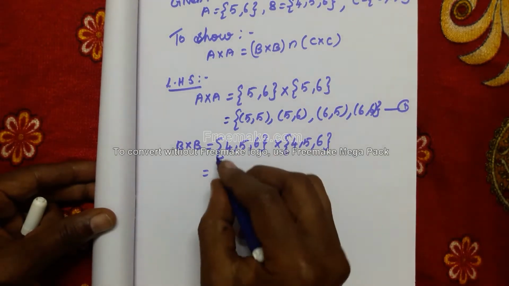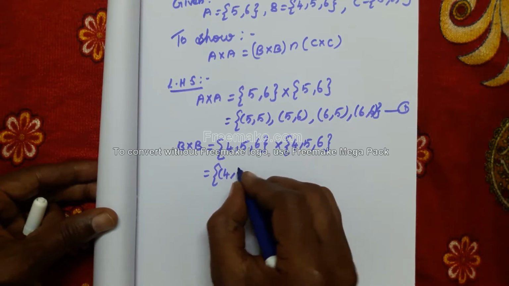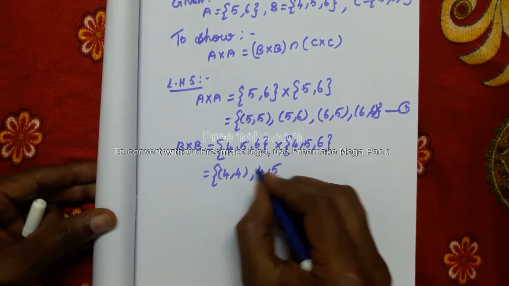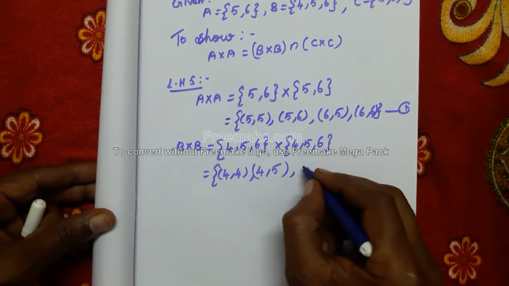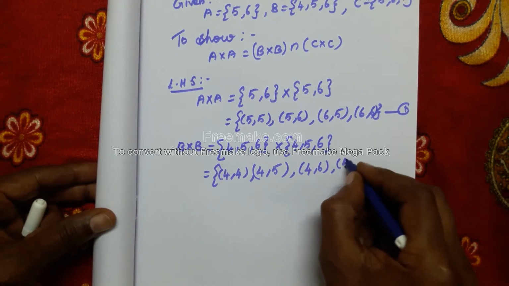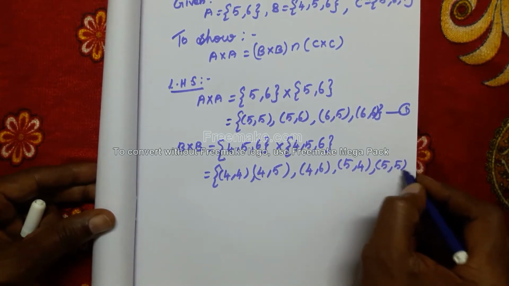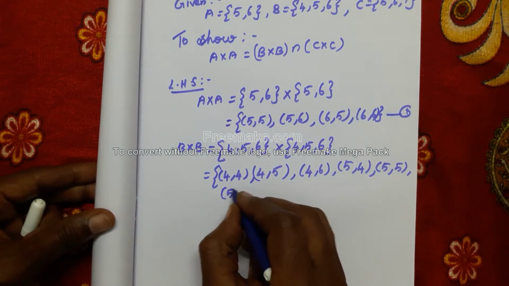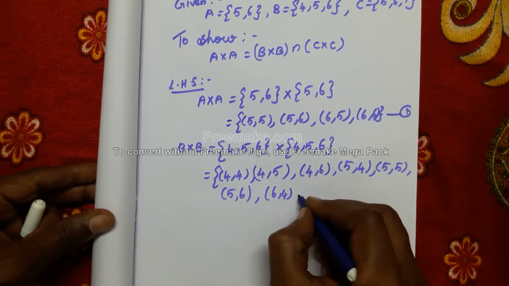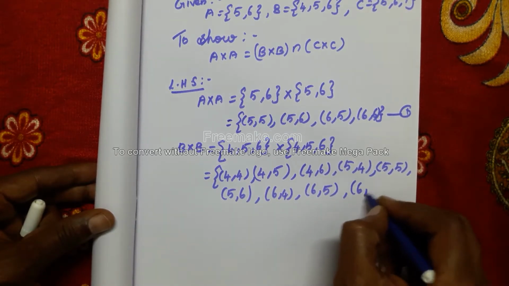It's equal to, can you say the ordered pairs? 4 comma 4. Next 4 comma 5. 4 comma 6. Next 5 comma 4. 5 comma 5. 5 comma 6. Next 6 comma 4. 6 comma 5. 6 comma 6.